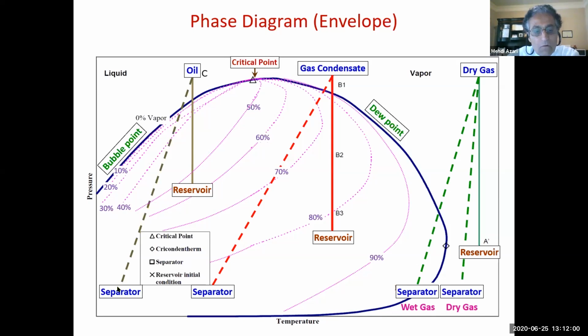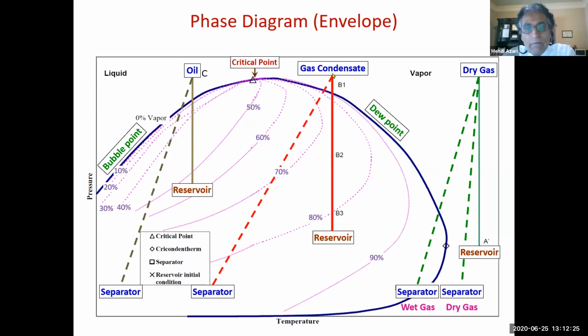And eventually, from that separator, you send it to a stock tank and all the gas comes out of it, all right? Because now you drop it to atmospheric condition. So this is called the oil part, which is liquid. To the right of the critical point, you have gas. Now you have different types of gas. And the curve from critical point all the way to the right is called a dew point.